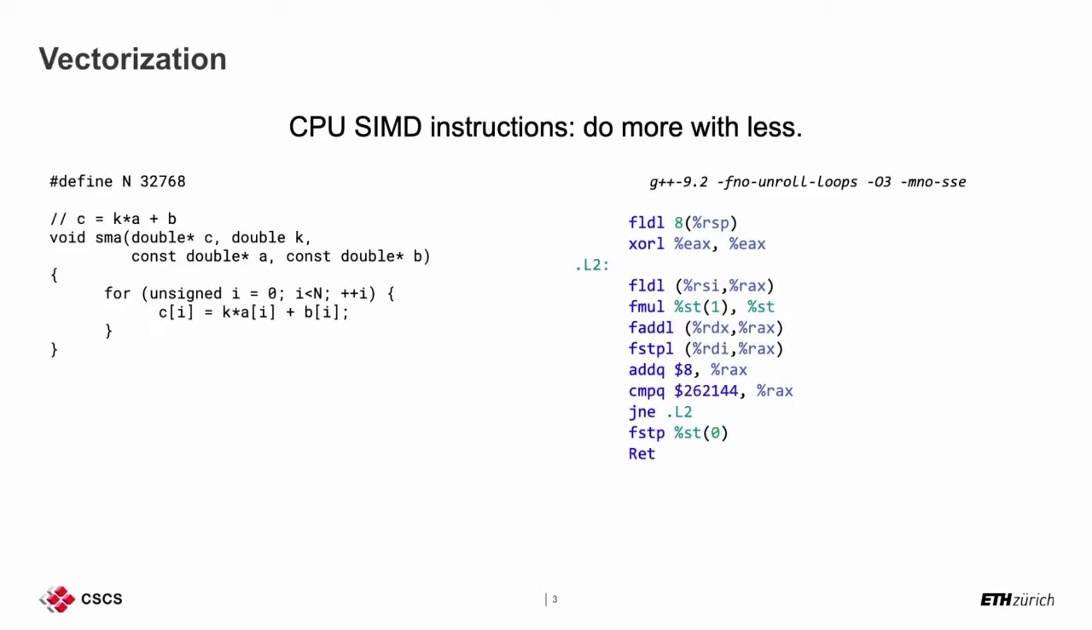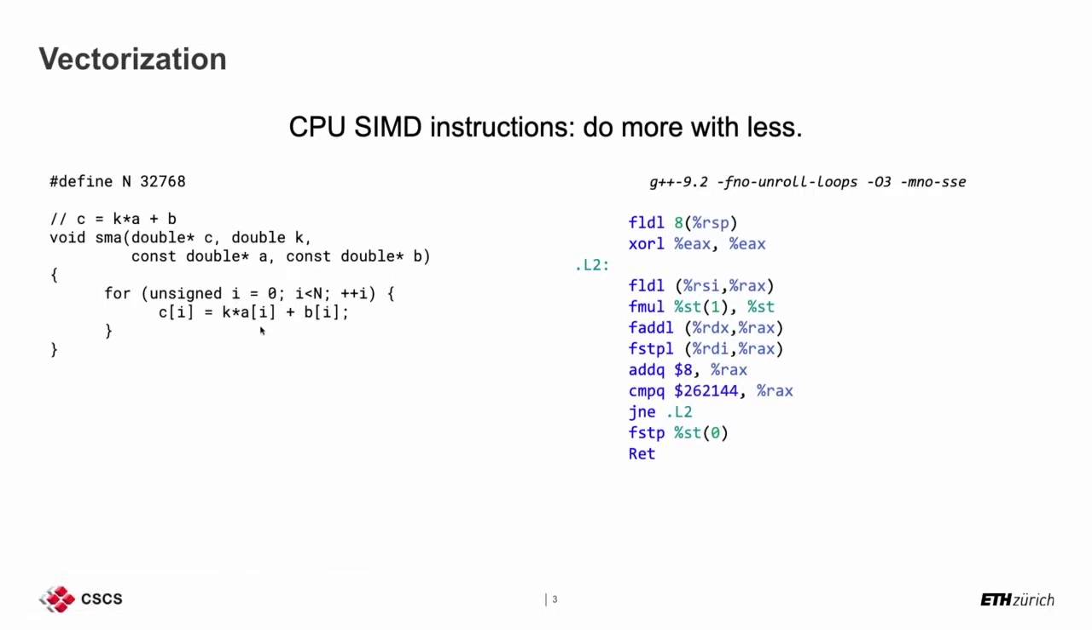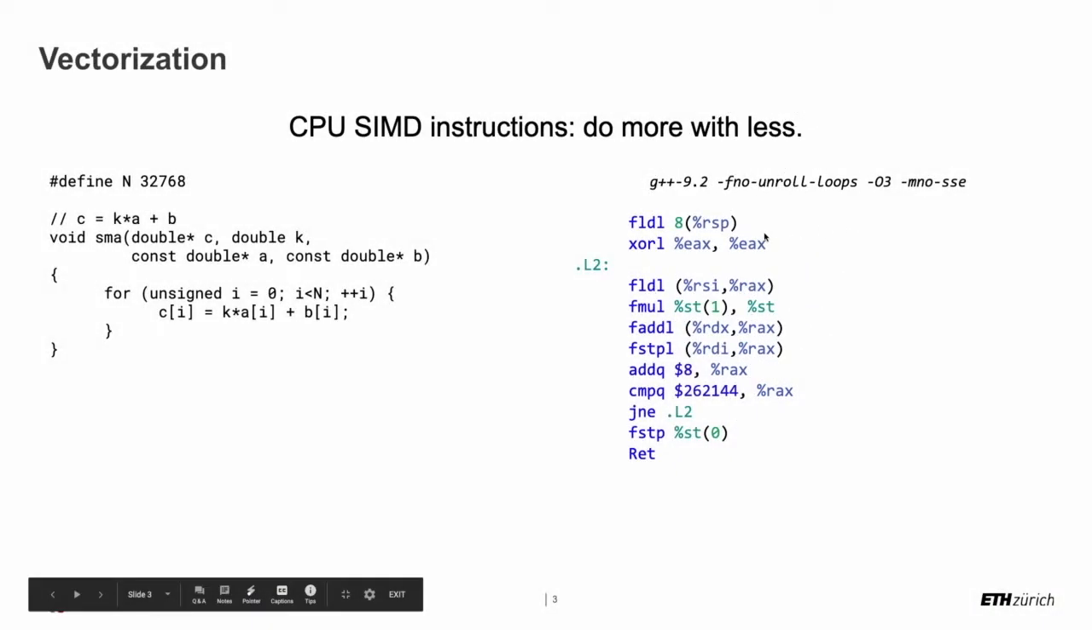So let's start with some code. On the left-hand side, we have a simple function. It gets two arrays, A and B. It multiplies the first array by some scalar, adds a second array, and stores it in a third array. And if we cast our minds back in time to the Pentium 3 era, which had no vectorization instructions, no SSE, this is the code that you'll get.